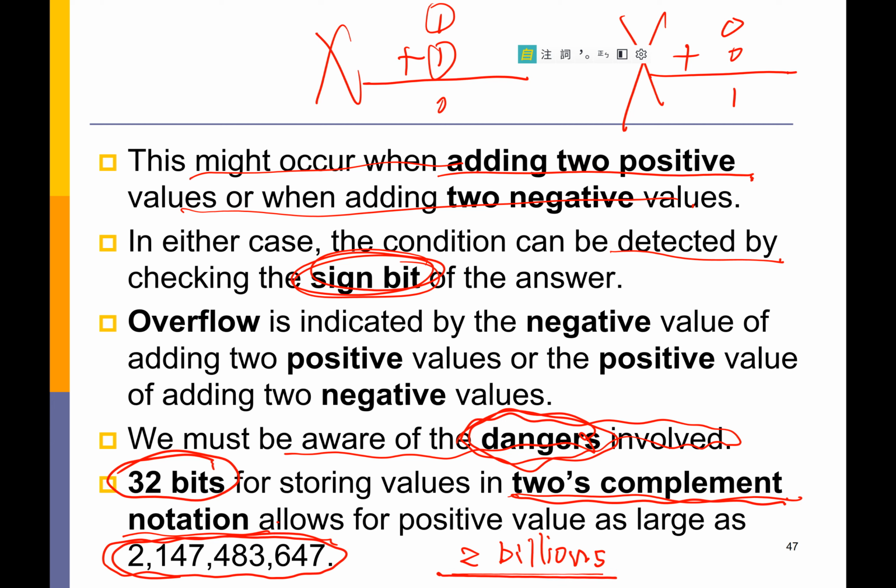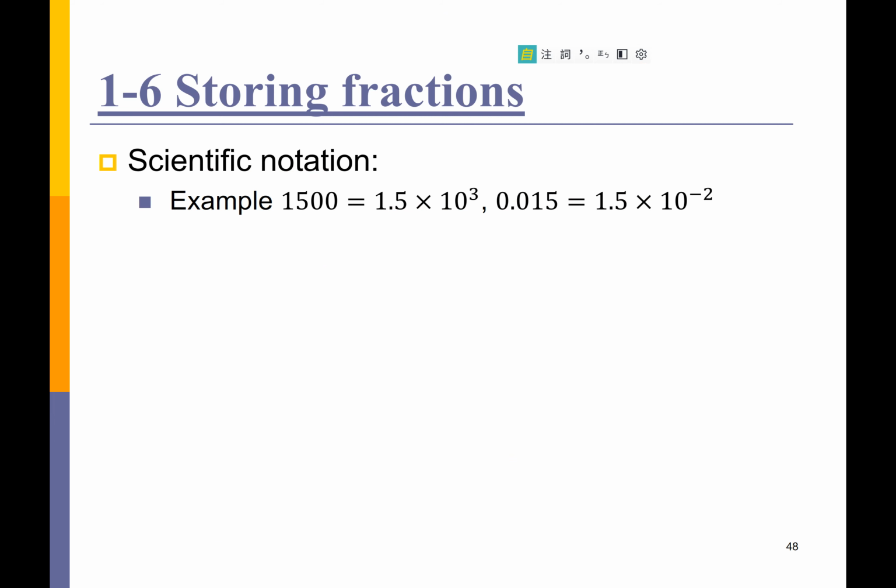Two billion is in Chinese 20 亿, okay? So it's quite big, okay? 32 bit. But for normal usage, such a big number, 2 billion, should be sufficient. But there's no guarantee this number will always be sufficient for your application, especially for science projects. Now, let's get on, okay?